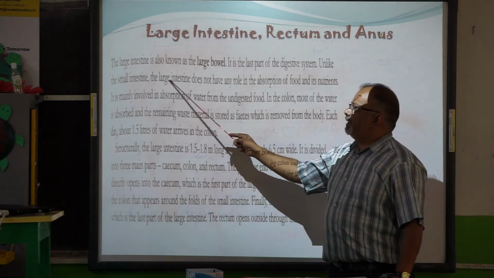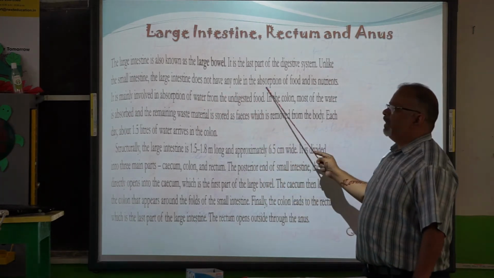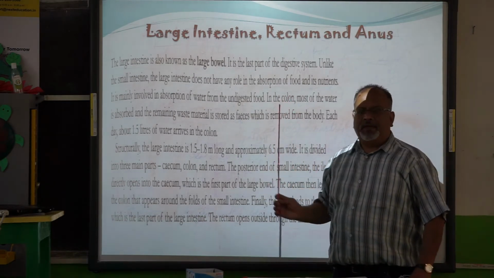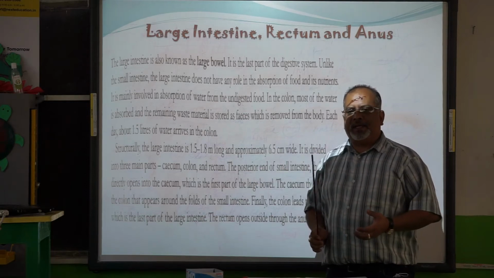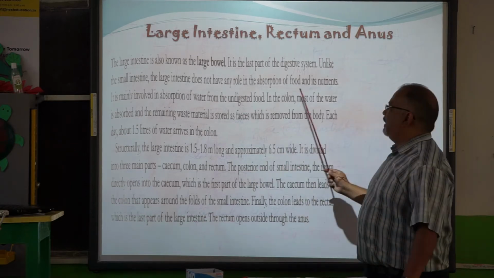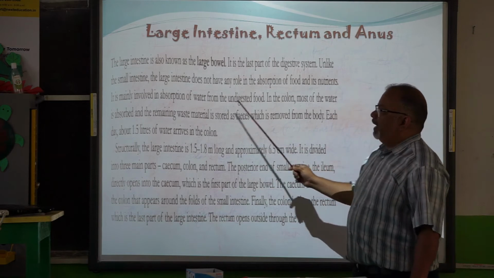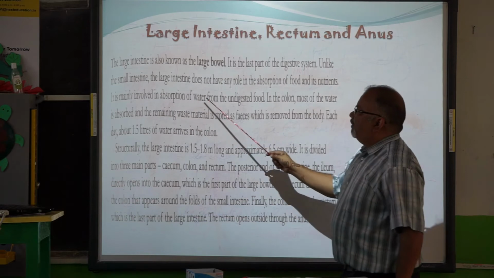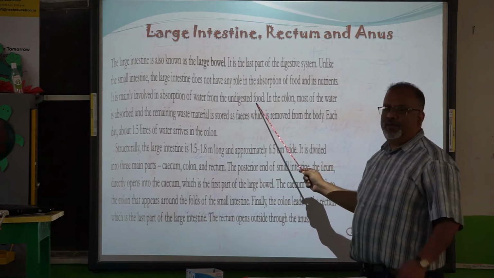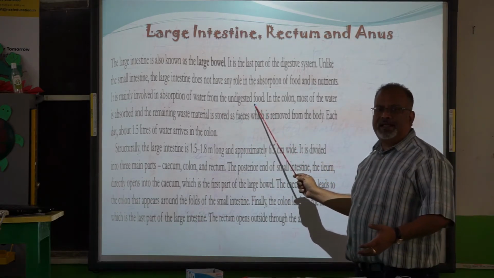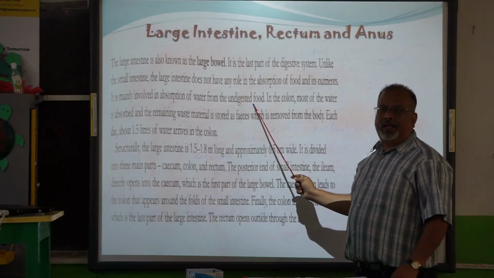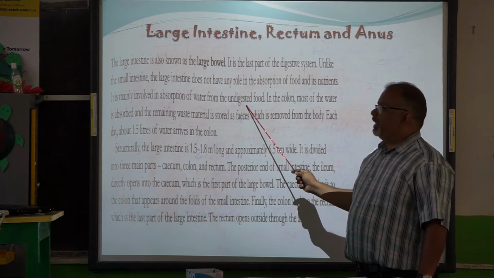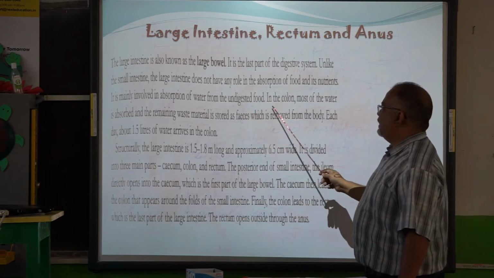Unlike the small intestine, the large intestine does not have any role in absorption of food. Here food is not absorbed, but water which is necessary by the body, that is absorbed by the large intestine and is mainly involved in the absorption of water from the undigested food. So whatever is left over, that is undigested, not required by the body. Yet water is there which is useful for the body, that is again absorbed by the large intestine.